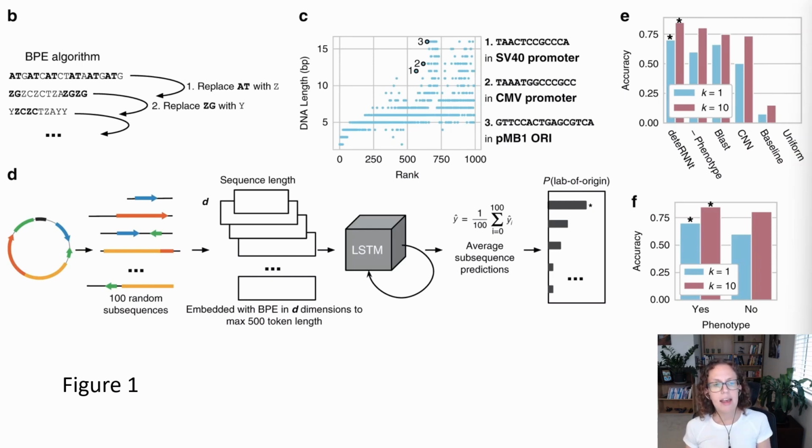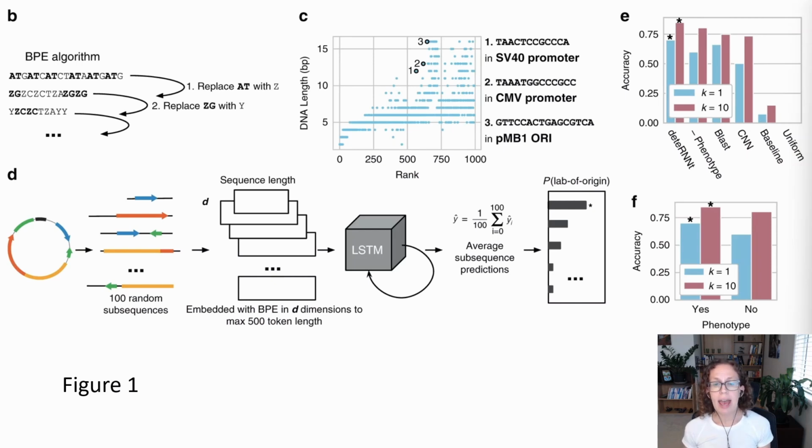In figure 1d, the next step is to take these sequences that have been tokenized and embed them and enter them into a recurrent neural network. In fact, the name of this model is deterrent, spelled with an RNN, which stands for recurrent neural network. It's a bit of a pun. This is a common and very effective type of model for language, for sequences, and something like this that's of variable length. And then the output, as I mentioned before, you can see on the right of 1D, is these probabilities for the lab of origin.